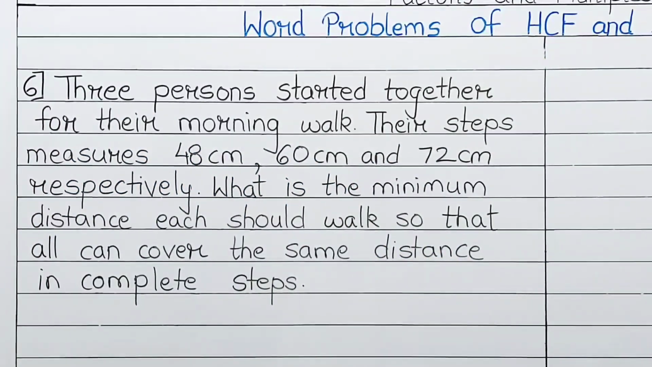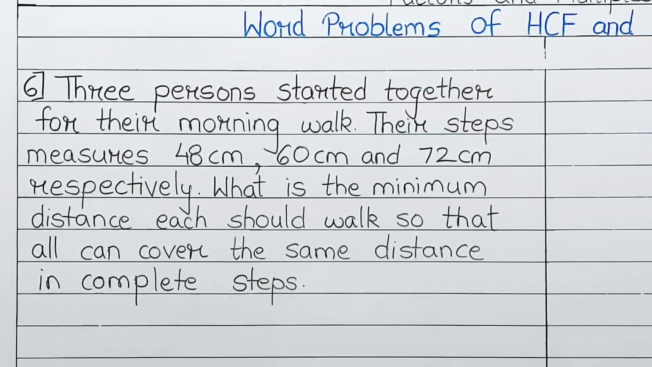Next sum. Three persons started together for their morning walk. Their steps measure 48 centimeter, 60 centimeter and 72 centimeter respectively. What is the minimum distance each should walk so that all can cover the same distance in complete steps?